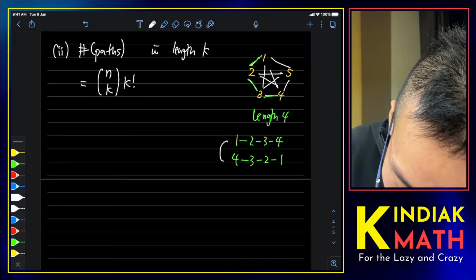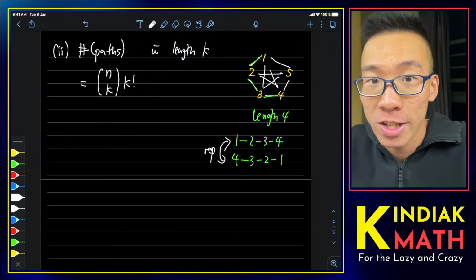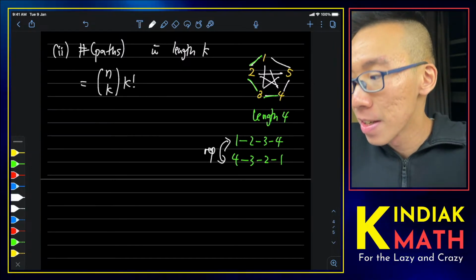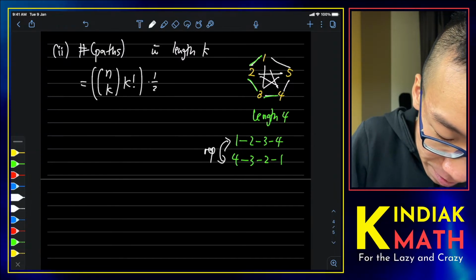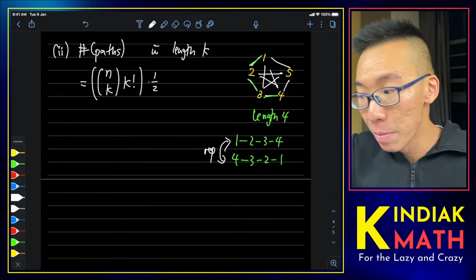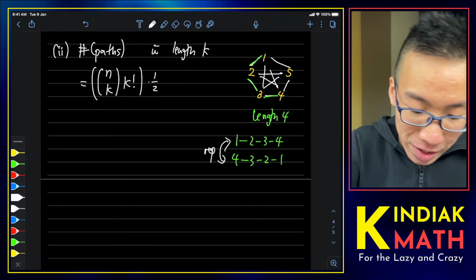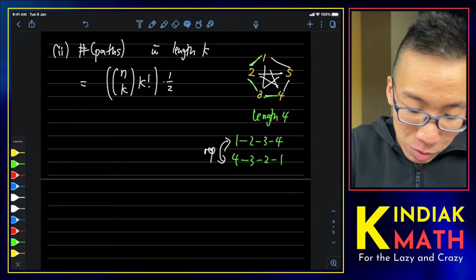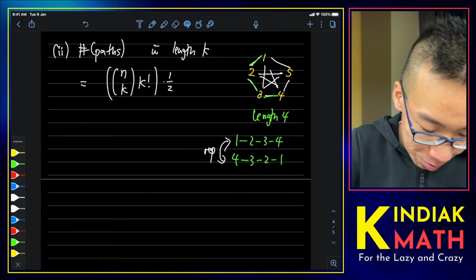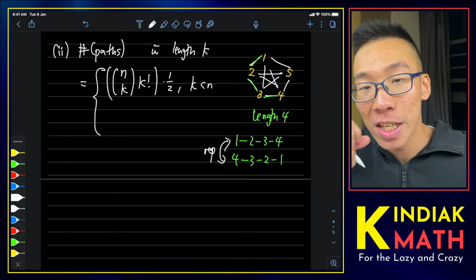But because there's a repetition here, in the sense that these two permutations, as permutations they're different, but as paths they're identical, we need to multiply this by a half. And furthermore, this only works if your path really has length k and it's smaller than n. Right? So what happens if k equals n?